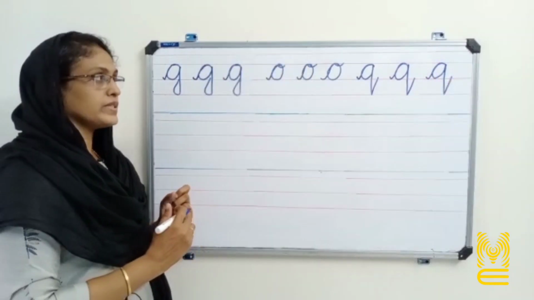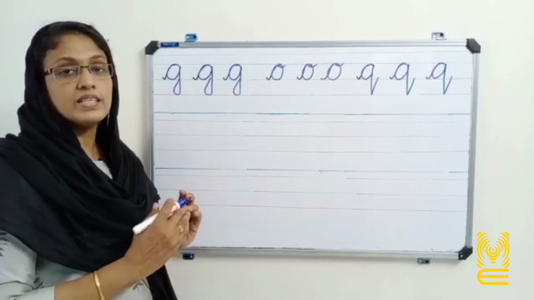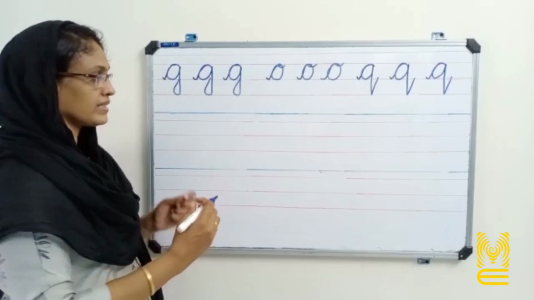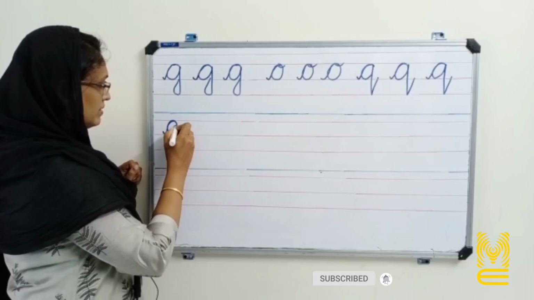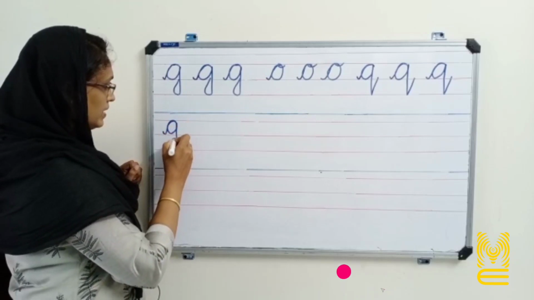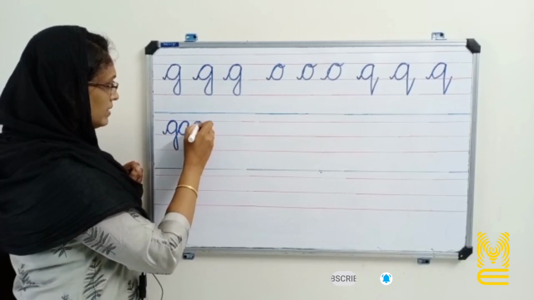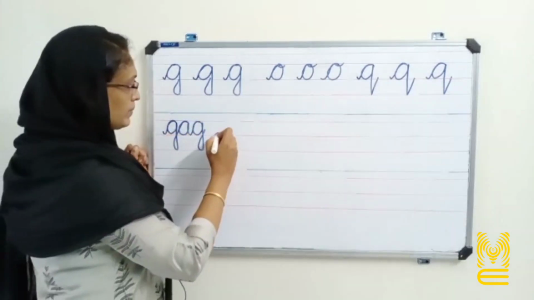Let's write some words using these letters. First one G, G-A-G, gang. Let's see how to write the word gang. G, then join A, then again G. Once more.